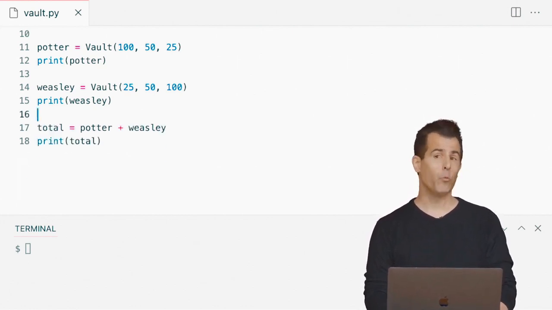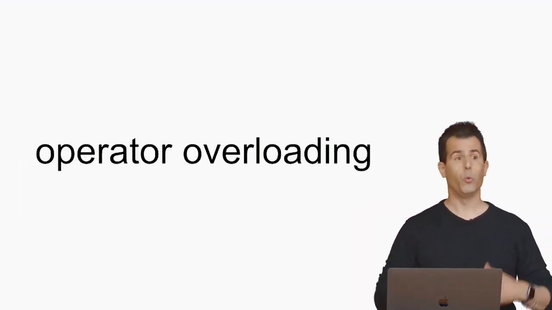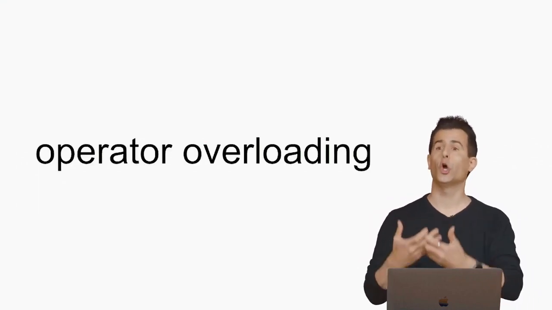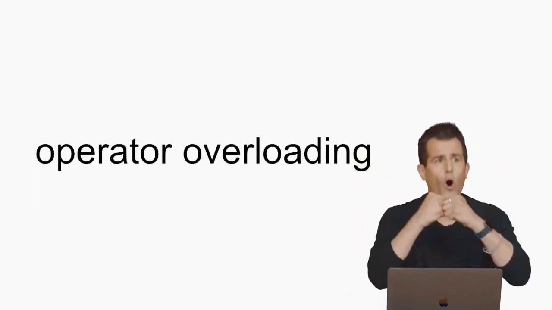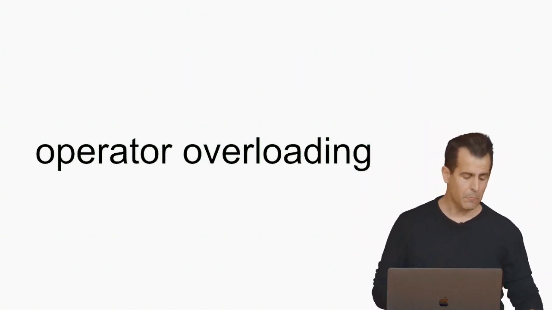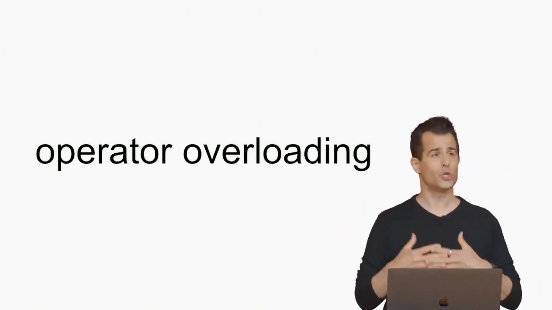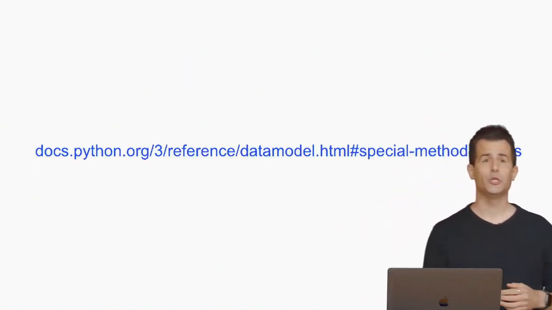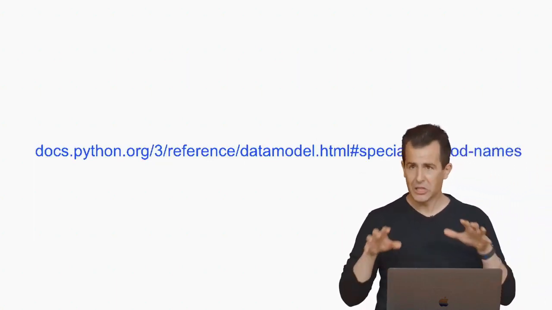logic here? Like, wouldn't it be nice if I overload the operator we know as plus, just like str does, just like list does, to allow me to add two vaults together on the left and the right? Well, it turns out in Python, through operator overloading, there is a way to do just this. If you consult the documentation, there's this and so many other special methods that come with classes.